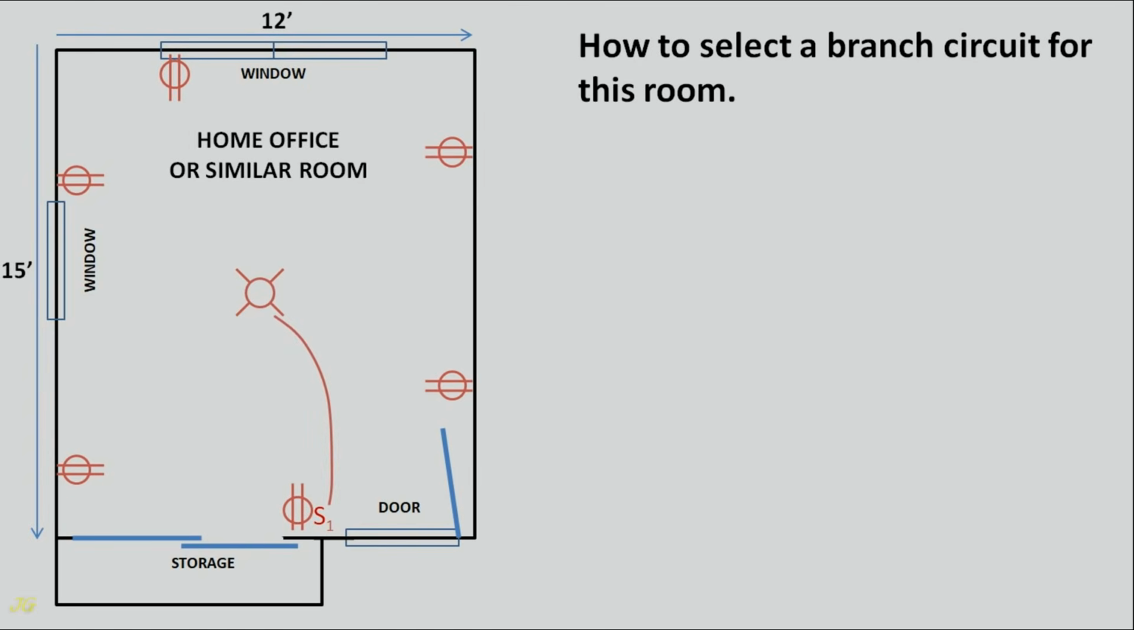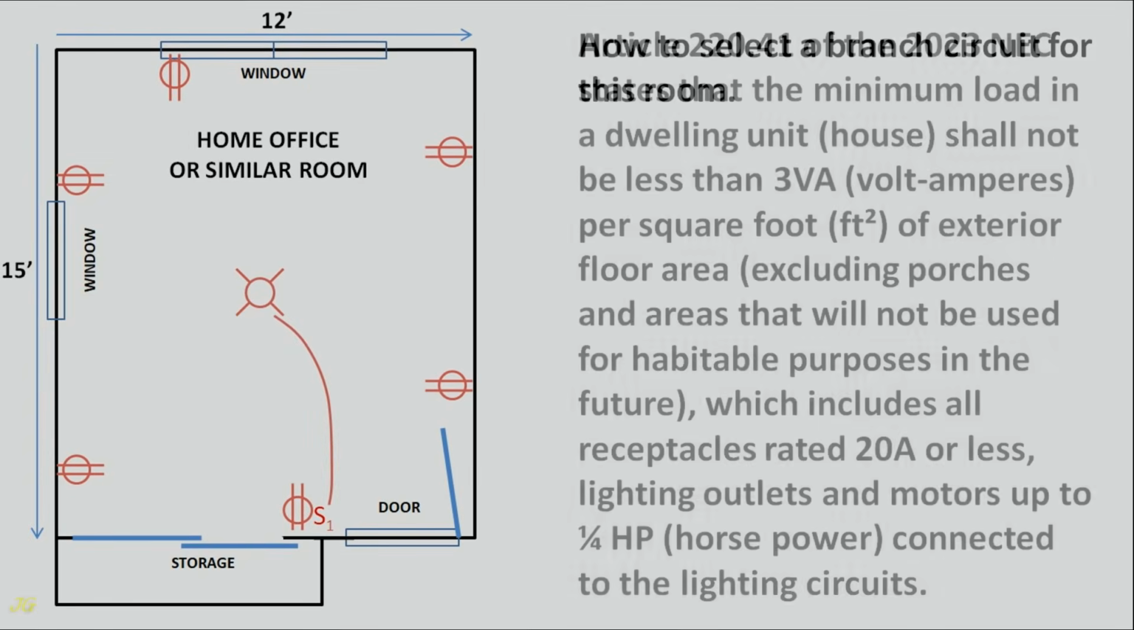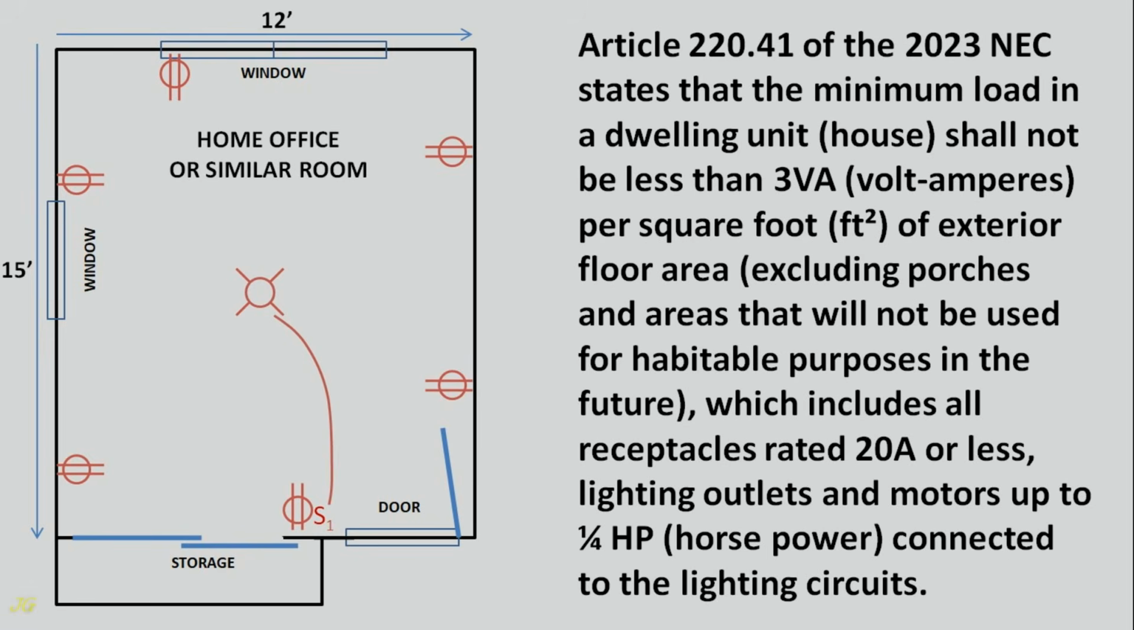How to select a branch circuit for this room. Article 220.41 of the 2023 NEC states that the minimum load in a dwelling unit, house, shall not be less than 3 volt-amperes per square foot of exterior floor area, excluding porches and areas that will not be used for habitable purposes in the future, which includes all receptacles rated 20 amps or less, lighting outlets and motors up to 1/4 horsepower connected to the lighting circuits.